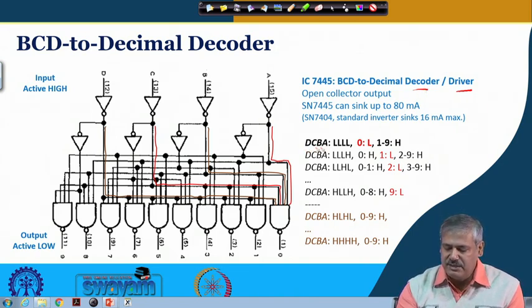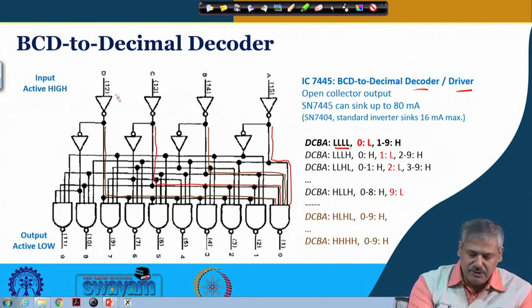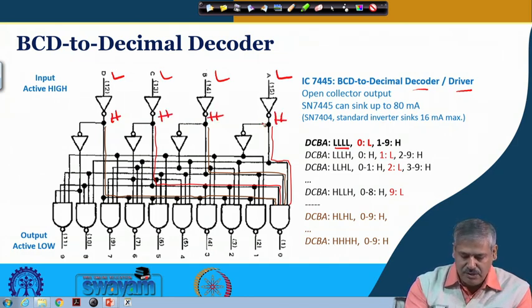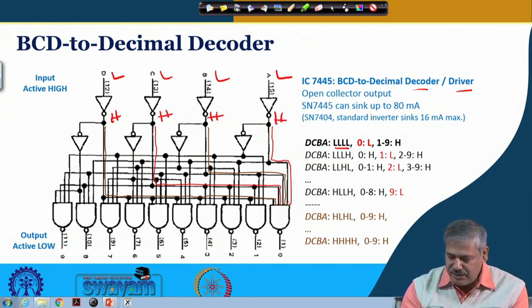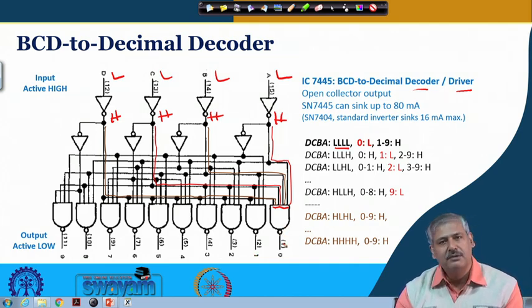So when DCBA is all low, 0000, what is happening here? This is the one example we have taken. All these inputs are low, and this is the inverter output, so these are all high. This high is going here, and all these inputs of this NAND gate get a high. So for the NAND gate, what will be the corresponding output? The output will be low at that time.